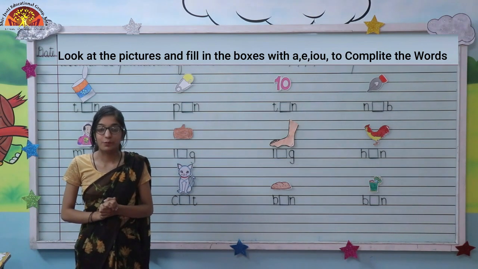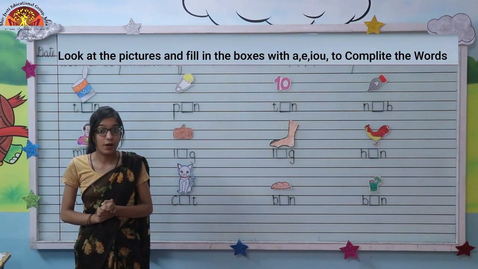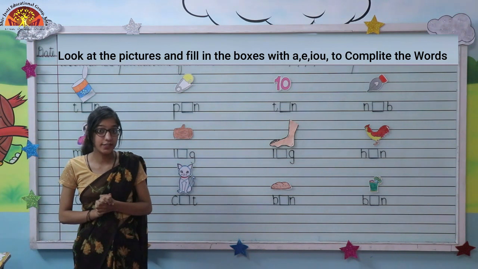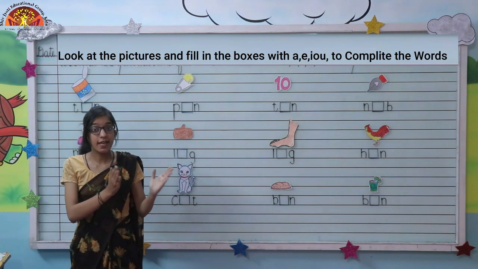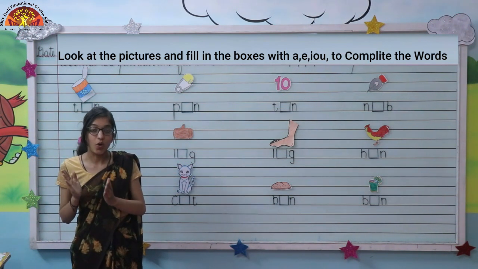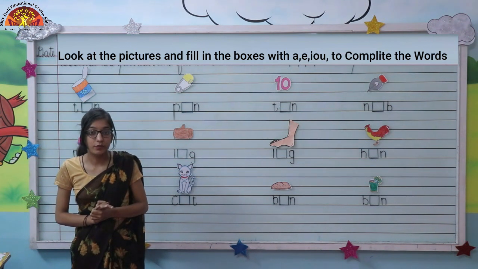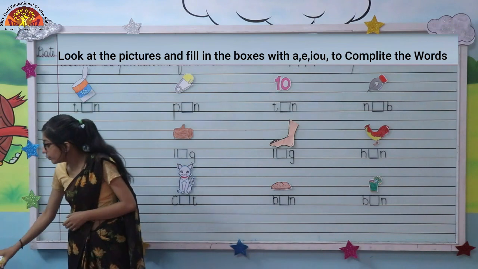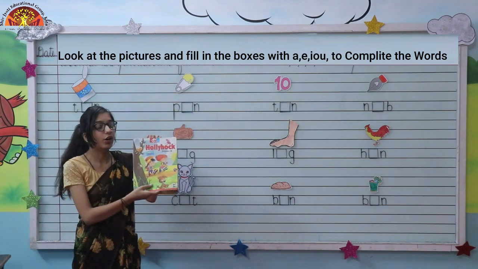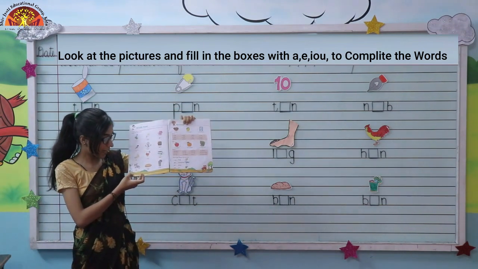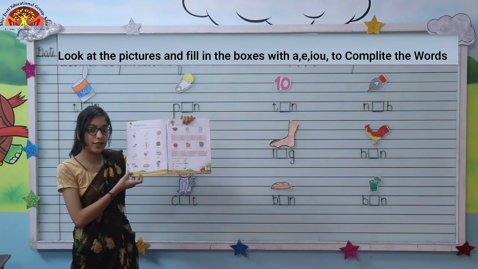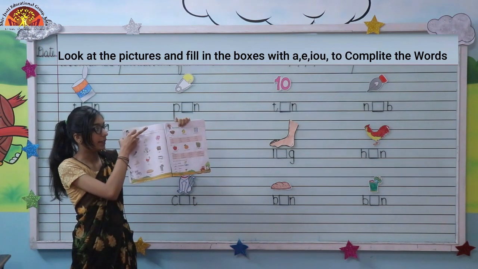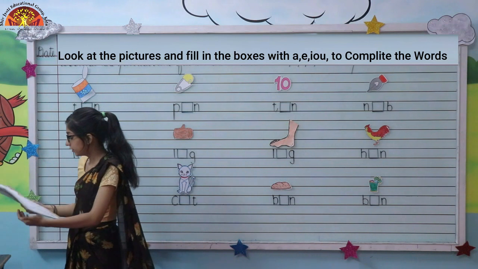So kids, in the previous class you have already learnt about vowels A, E, I, O and U. So today we will do one exercise related to the same topic. Everyone take out your Hollyhock book. Open page number 10. Mention the date and classwork at the top.